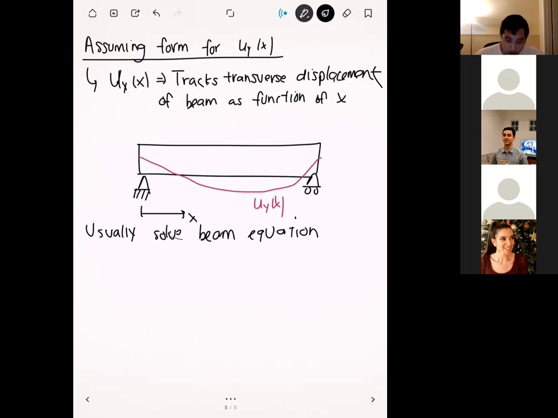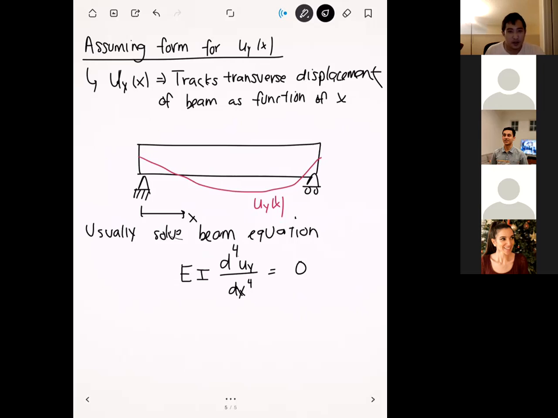Okay, and so just to remind you, the beam equation, or at least the one that we are working with, looks something like this. It's a fourth order differential equation. So we have EI times d to the fourth uy over dx to the fourth. If you solve this ODE, this differential equation, you'll obtain an expression for uy. And of course, this is going to be subjected to boundary conditions in order to solve for all the constants. And that's what you would do normally to solve for uy.